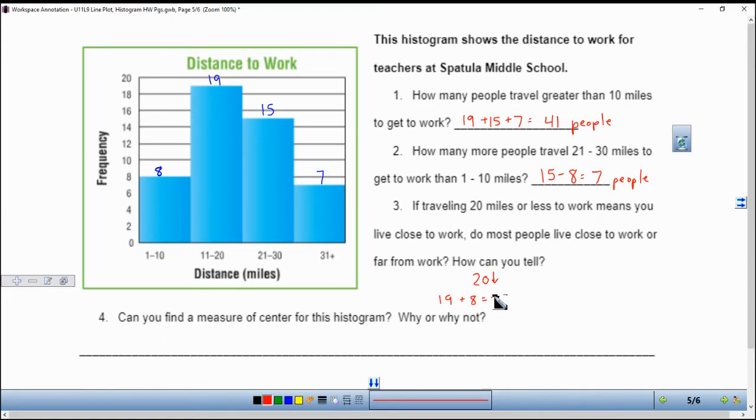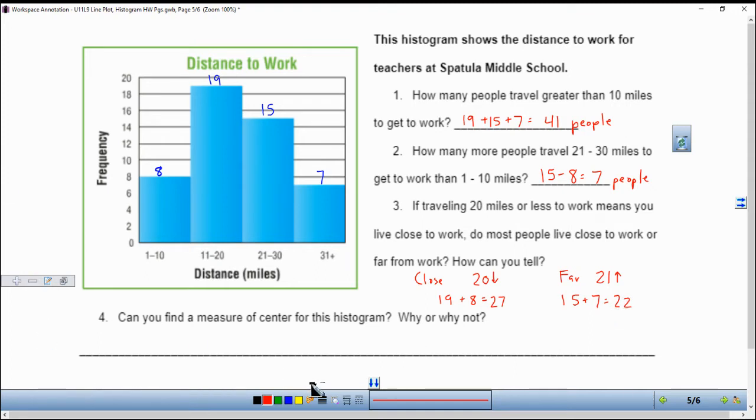And that's 27. This is close, by the way. Far is everyone 21 miles away or over. So that would be 15 people go 21 to 30, plus 7 people go more than 31. So that would be 22.